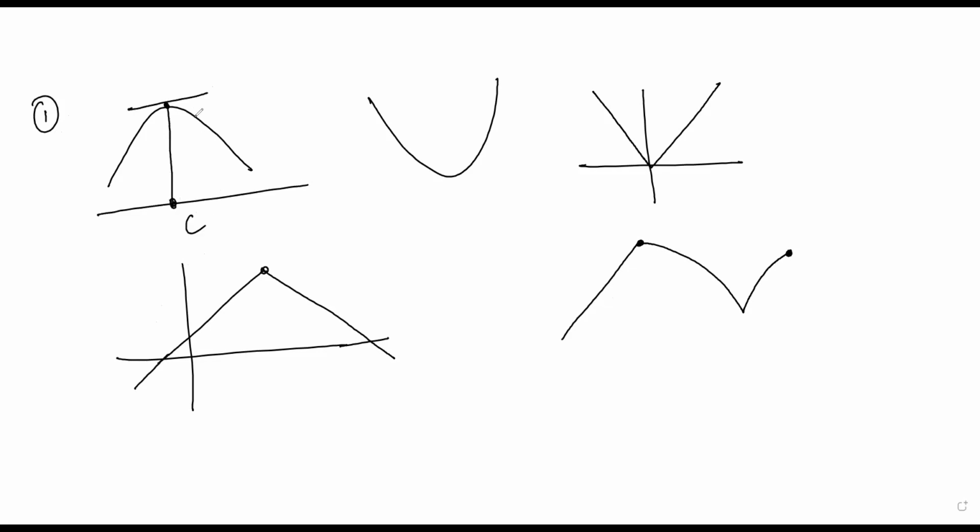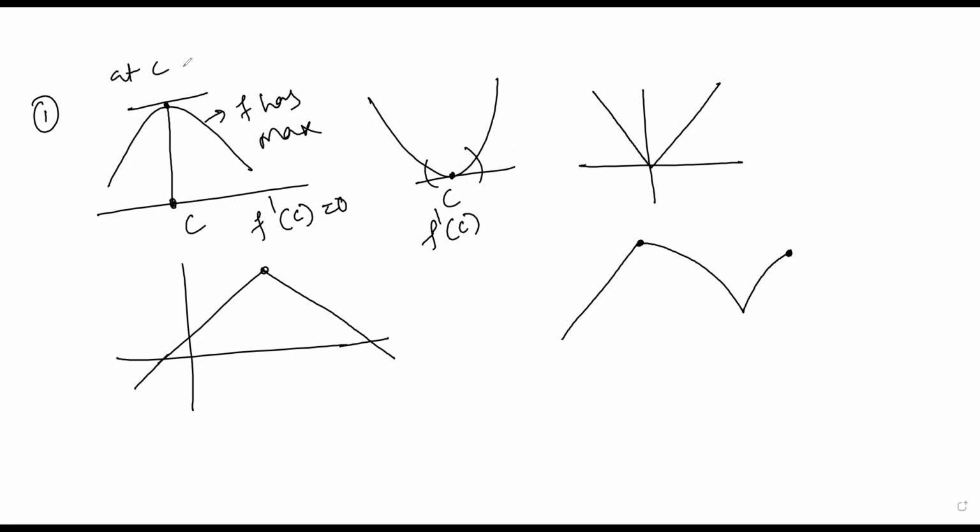So here f dash of c, that means what here? At c it has maximum. f has maximum. That means f dash of c is 0. Yes or no? If it has local maximum or local minimum. Now this also I am naming as c. At c, f dash of c is 0, and it has local minimum. If f has either local maximum or local minimum at c, then f dash of c is 0.